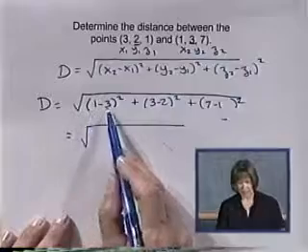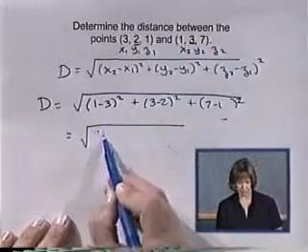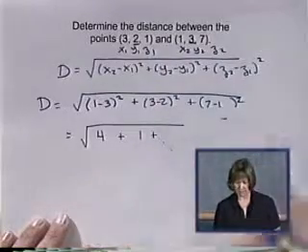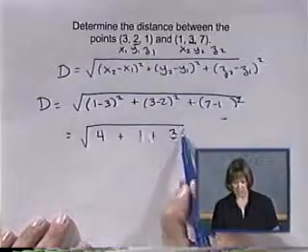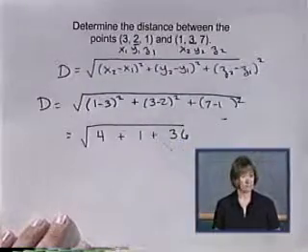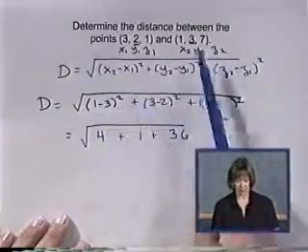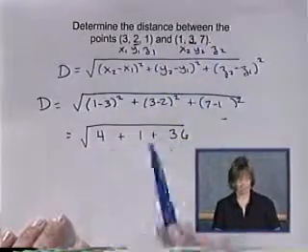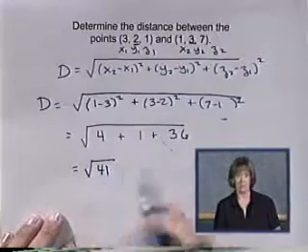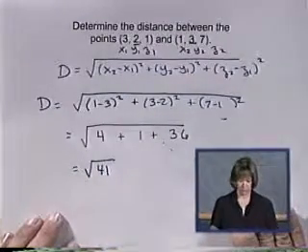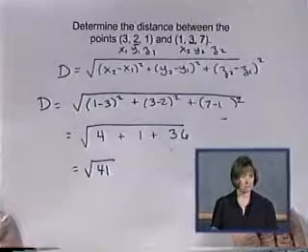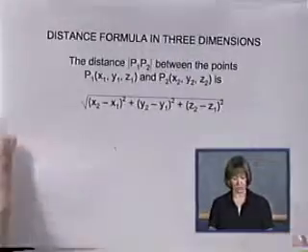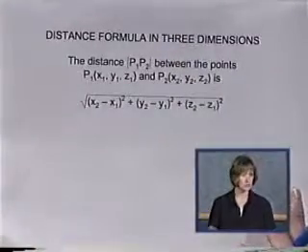Which is going to give us the square root of, let's see, 1 minus 3 is negative 2, square it gives me 4. 3 minus 2 is 1, square it gives me 1. And 7 minus 1 is 6, square it gives me 36. Okay, I subtracted my x coordinates, my y coordinates, and my z coordinates. And 36 and 4 is 40 plus 1 is 41. So my distance is going to be the square root of 41. Okay, not hard at all. But this is our first formula that you really want to memorize. It's going to make life a little bit easier if you do.